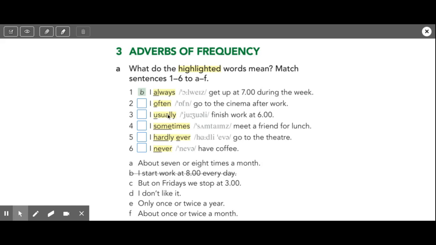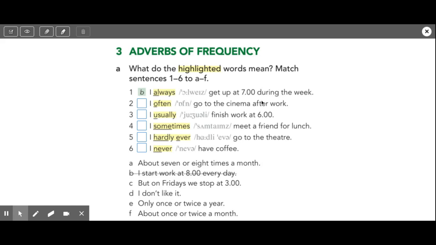Let's look at the exercise now. What you've got is some information down the bottom here. For example, B, I start work at 8 every day. That means I always get up at 7 o'clock so that I arrive at work at 8 o'clock. Okay, so the answer to 1 is B. Have a look at the other ones.